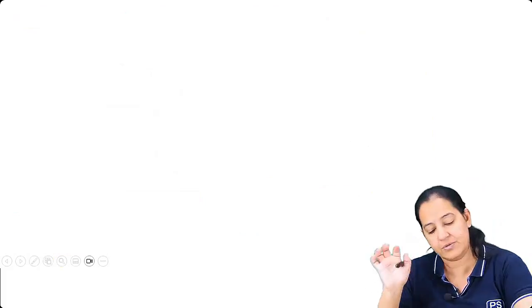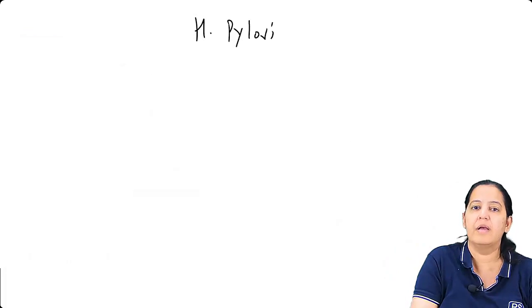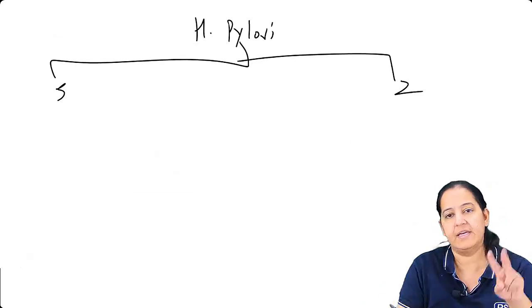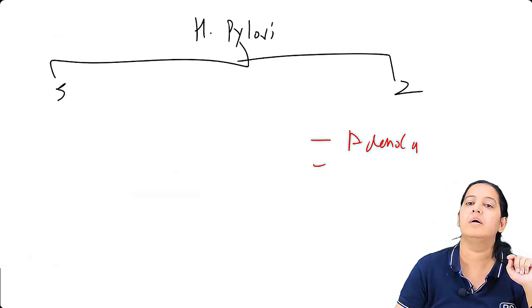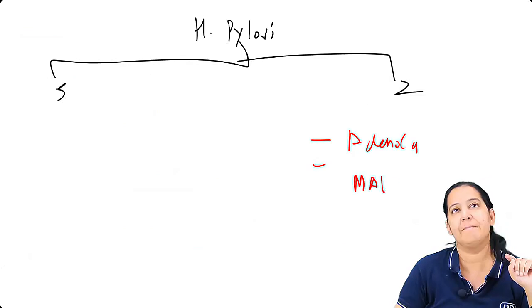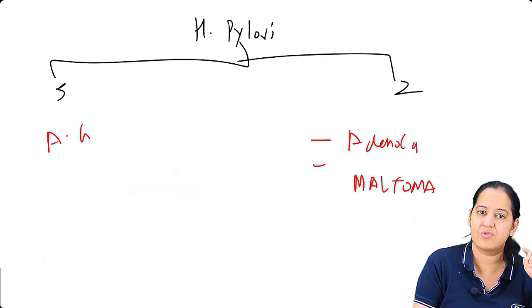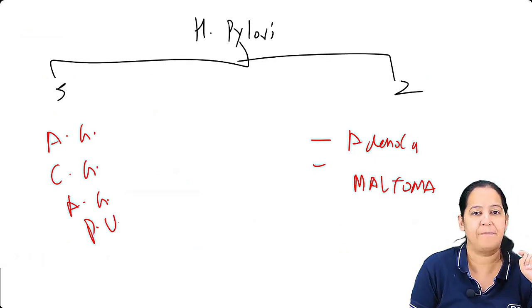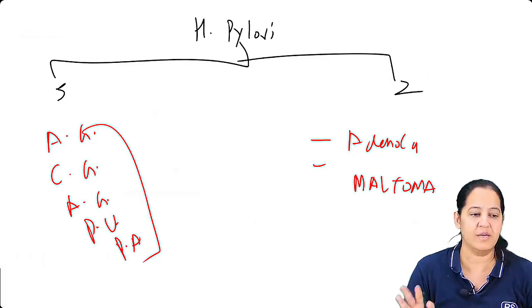Yes. So tell me the diseases caused by H. pylori. Who will tell me? Tell me 5 benign and 2 malignant. Total 7 diseases. Tell me the 2 malignant first. Say, ma'am, adenocarcinoma of stomach and maltoma of stomach. Tell me the 5 benign. Say acute gastritis, chronic gastritis, autoimmune gastritis, peptic ulcer, and pernicious anemia. If you can learn, it's good. So these are the diseases caused by it.